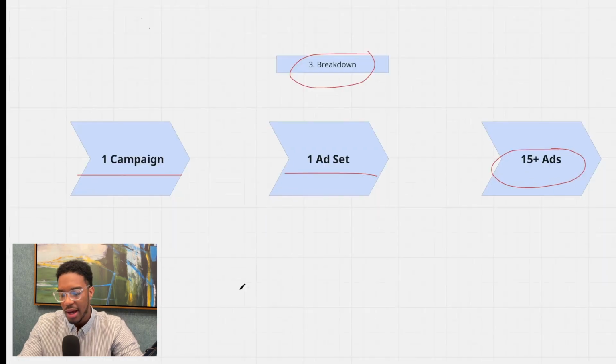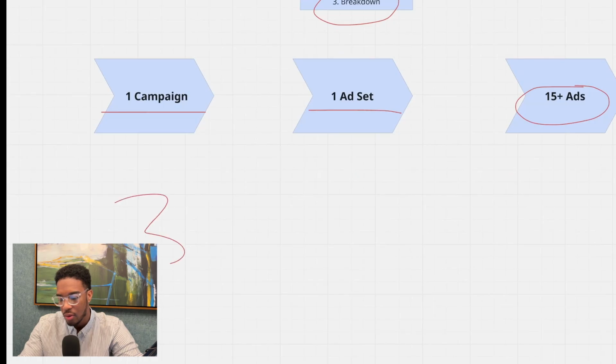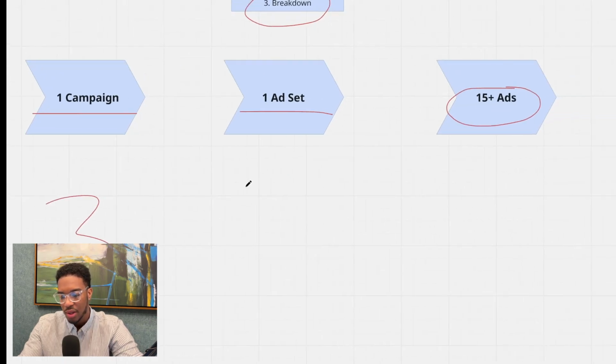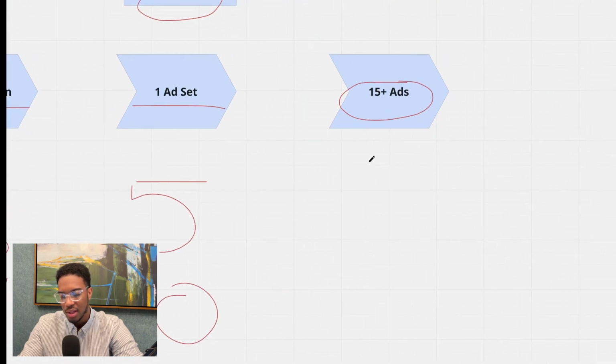The old style of running ads was you might have 3 or 4 different campaigns. Within that, 5 to 10 different ad sets, and then within that, maybe 3 to 5 different ads within each ad set. And then that's how you distributed the ads.